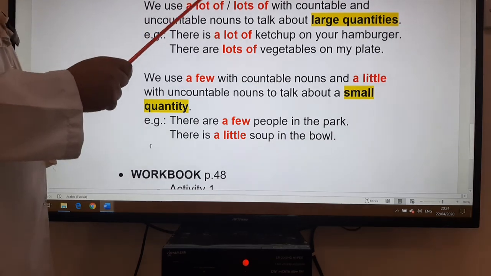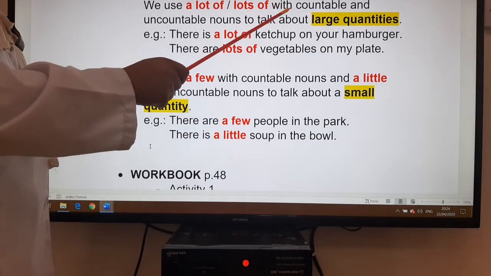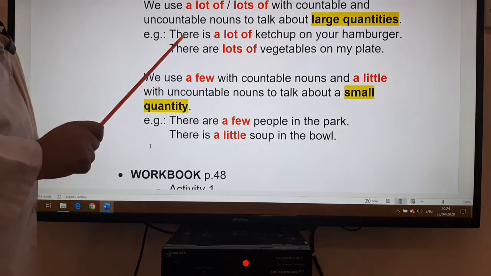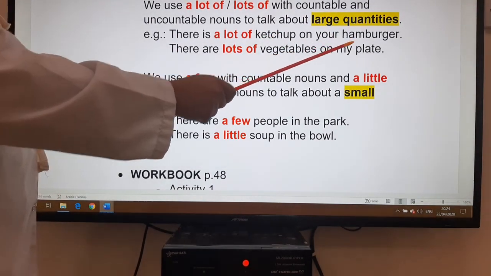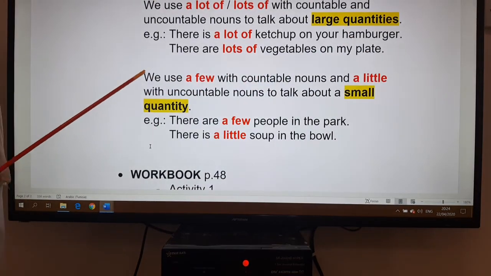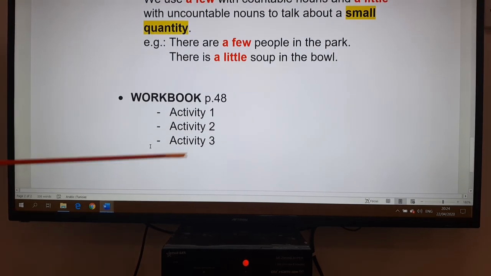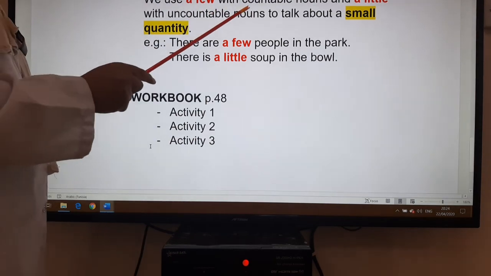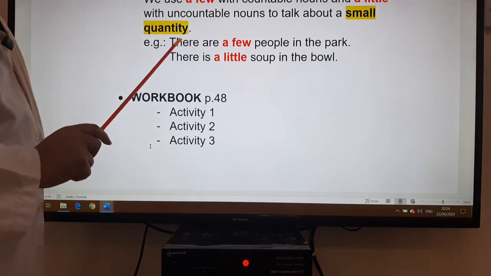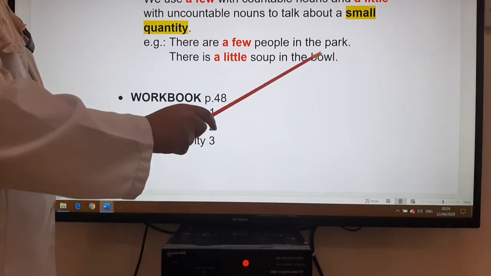Also, to talk about quantities, we have other expressions today. We use a lot of or lots of with countable and uncountable nouns to talk about large quantities. For example, there is a lot of ketchup on my hamburger, or there are lots of vegetables on my plate. On the contrary, we use a few with countable nouns and a little with uncountable nouns to talk about small quantities. So there are a few people in the park and there is a little soup in the bowl.